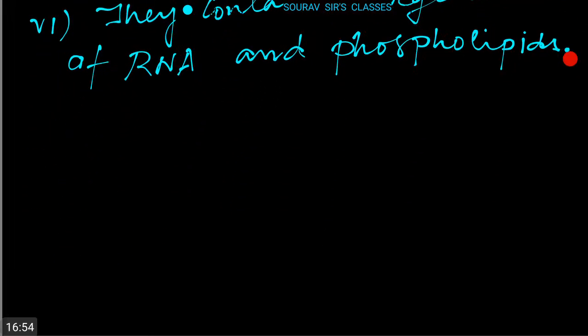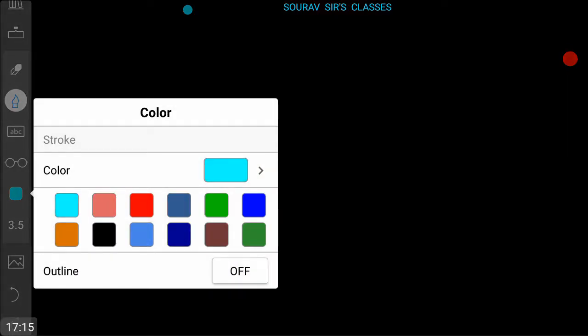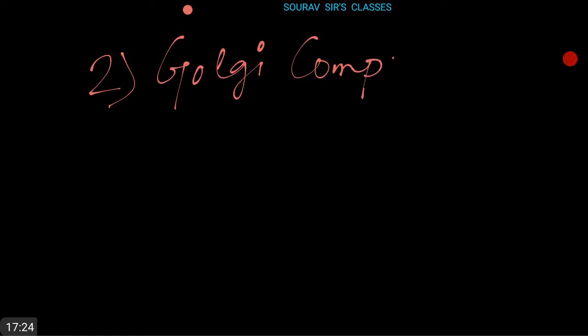Now, I have discussed what is endoplasmic reticulum and what are the features of endoplasmic reticulum here. Now, I'm going to discuss another important cell organelle in this video, that is known as Golgi complex structure.